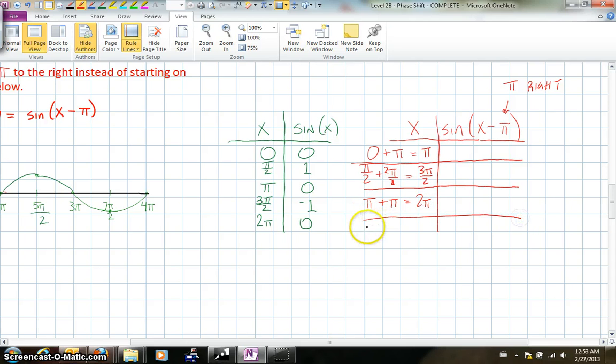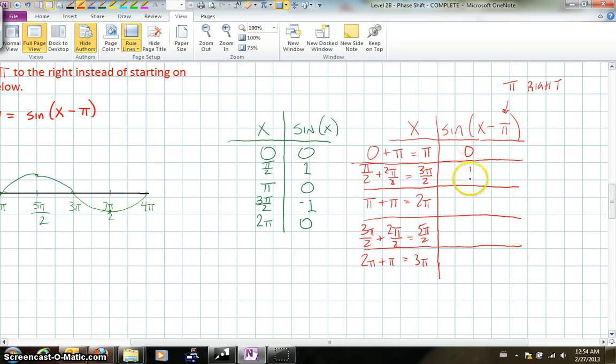We'll finish soon here. We've got 3 pi over 2 plus pi. And again, we'll need that common denominator, so we can put it over 1, and a common denominator would be 2, so we'll put 2 pi halves, which is really just a whole pi is what we had. So then we get 5 pi over 2, and then lastly we've got 2 pi plus pi. That leads us to 3 pi. So those are our x's in this situation.